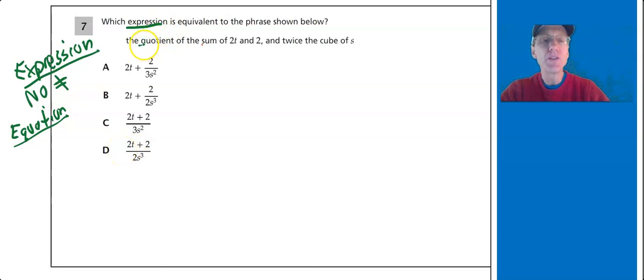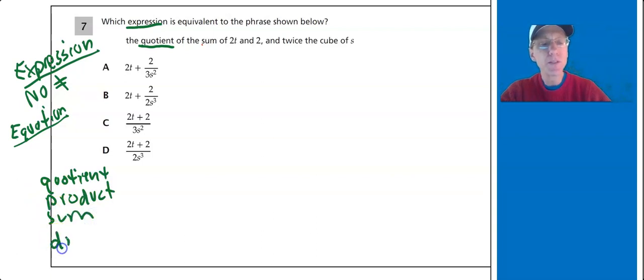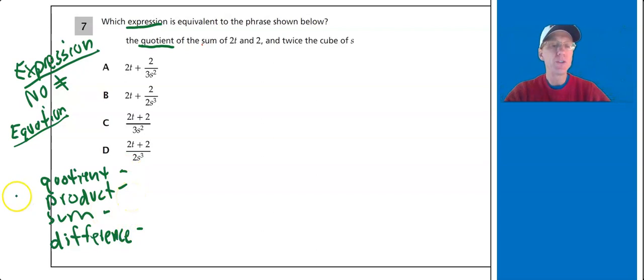Okay, so this says the quotient. Right away, you've got to know what the quotient is. You've got to know these four terms: quotient, product, sum, difference. They come up over and over again. A lot of times, boys and girls will miss problems just because they don't know those things. So here we go. Your choices are addition, subtraction, multiplication, division.